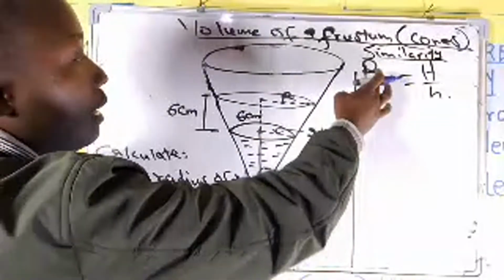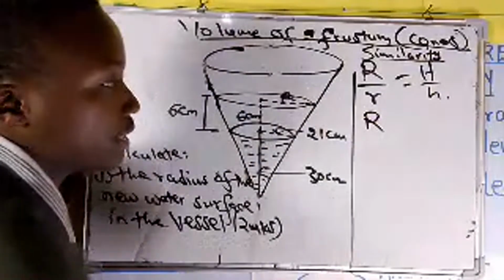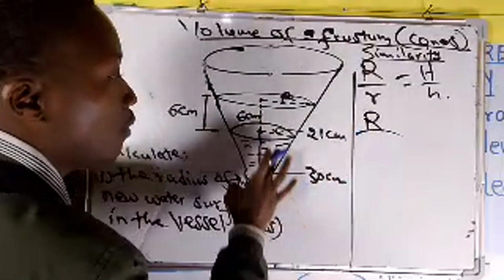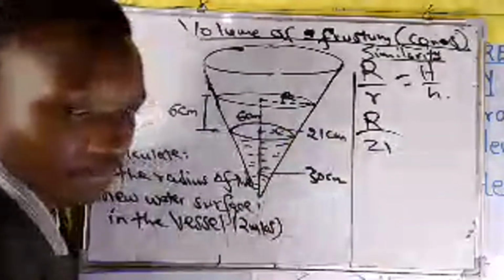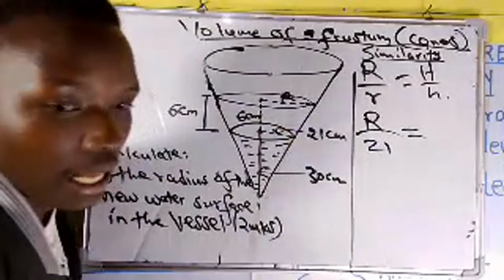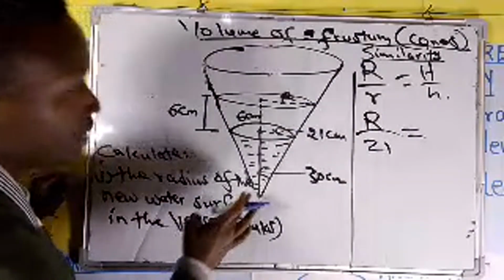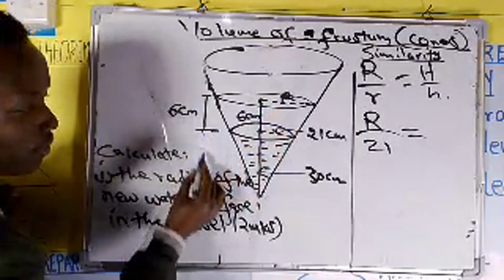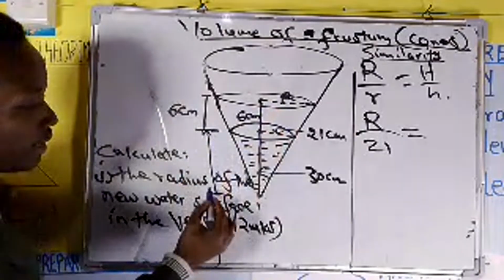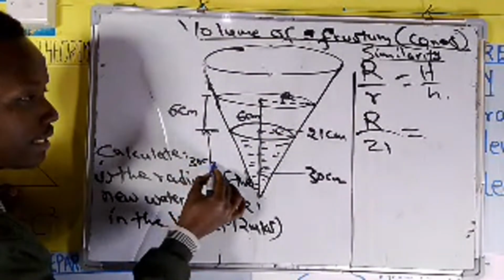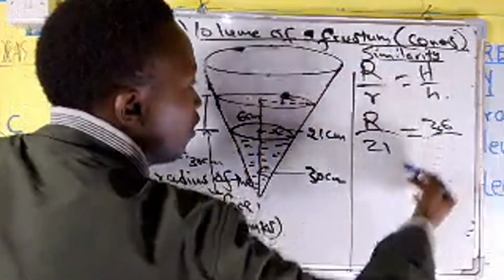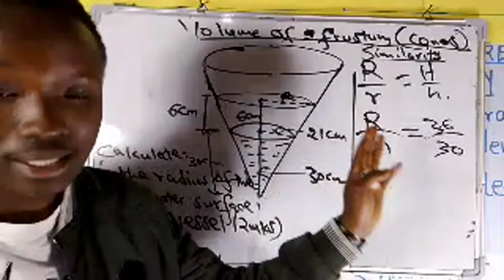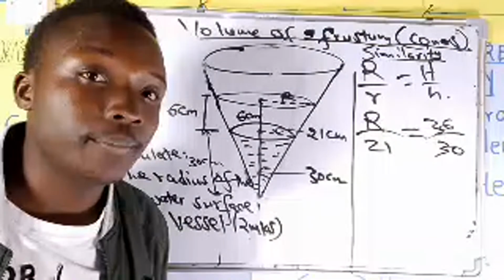So our capital R, our big radius, we don't have, it is what we are supposed to find. The radius of the new level of water, over our small r, which is 21, is equal to our bigger height, which is the whole of this one, from here to down. So from here to here is 6, then from here to here was 30. If we add the total, it is going to be 36. So the height kubwa ni 36, over height ndogo ni 30. With this equation, we can now determine the radius.